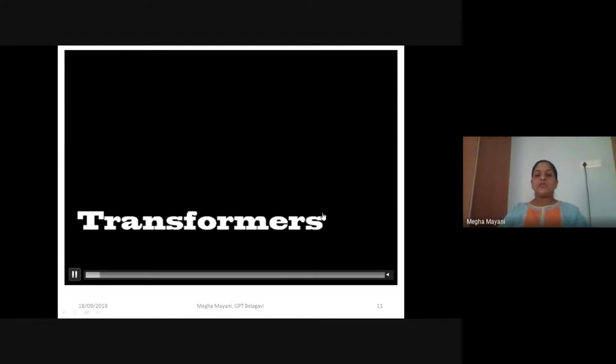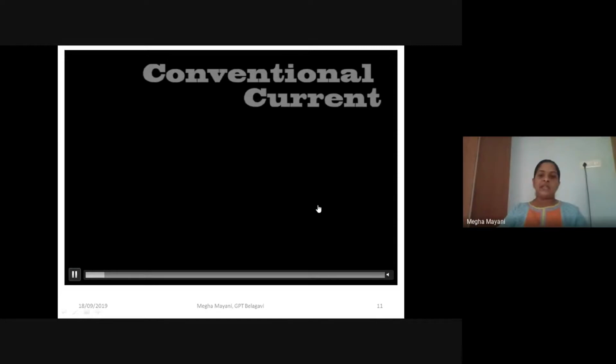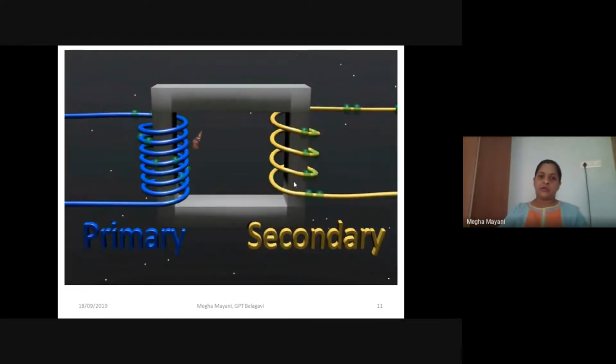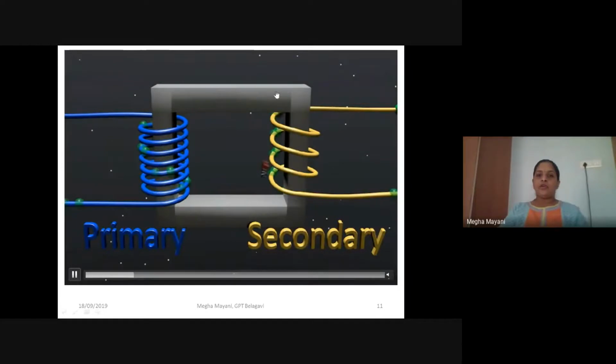So these transformers are basically transferring the energy from one circuit to the other circuit by the principle of mutual induction. So friends, just look here. You have a core which is wound by two coils. You have a blue colored and a yellow colored coil shown here. So you can see the movement of the carriers through these coils.